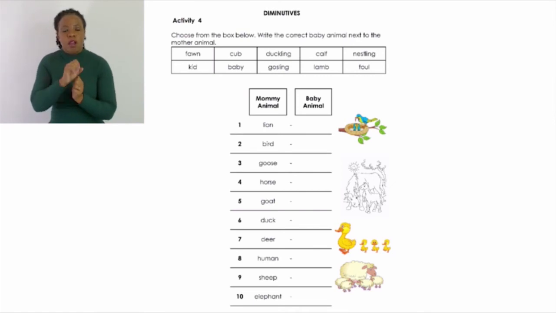We have got fawn, cub, duckling, calf, nestling, kid, baby, gosling, lamb, and fowl. Write these next to their mommy animal. Number 1, we are having a lion or lioness. What is the young one of a lion? Obviously, I know you will say a cub. Thank you very much, boys and girls.